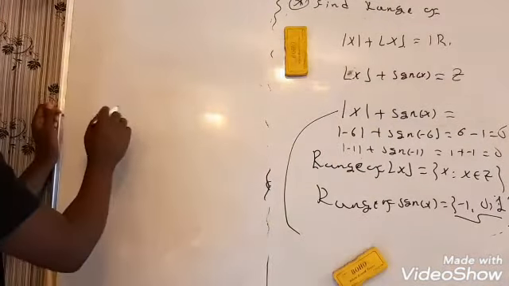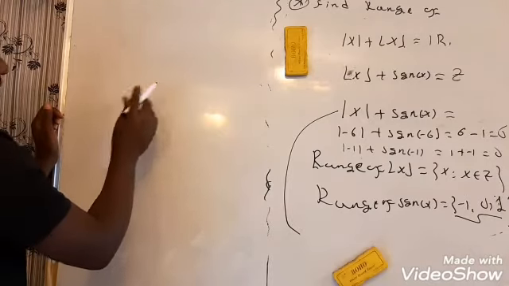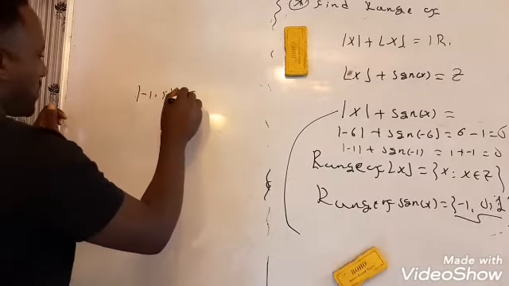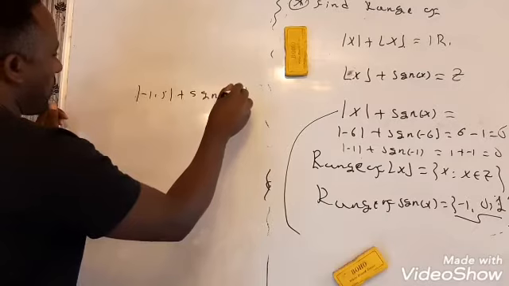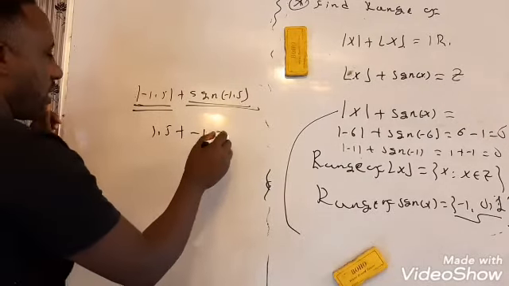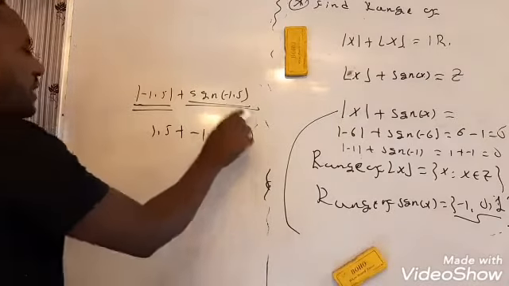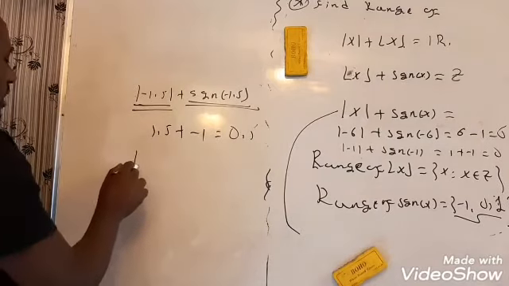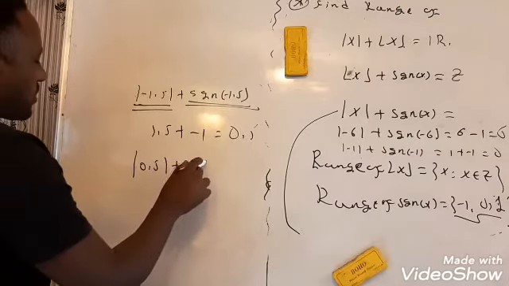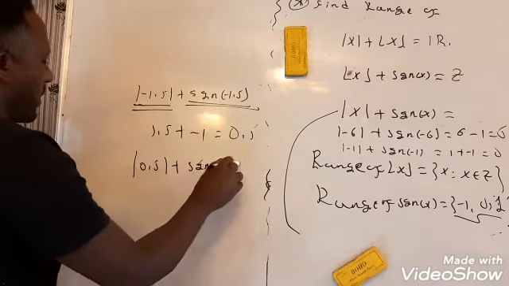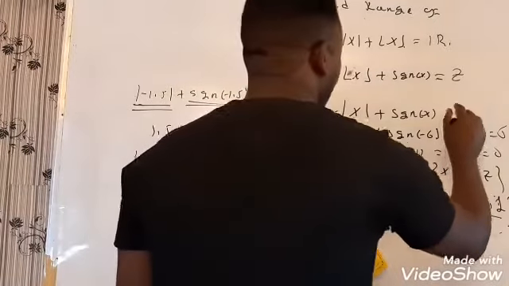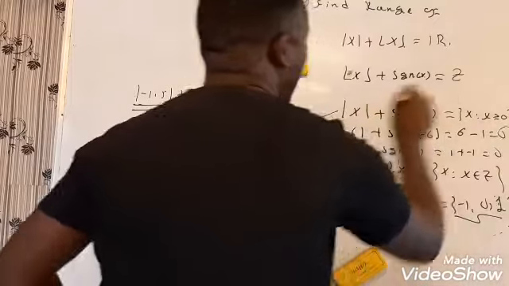For example, the modulus of minus 1.5 plus the signum of minus 1.5. The modulus of this is 1.5 plus the signum of this, which is minus 1. This is exactly 0.5, which is positive. Similarly, the modulus of 0.5 plus the signum of that: the signum is 1, the modulus is 0.5, so the sum is positive. Therefore, this is exactly x greater or equal to 0.